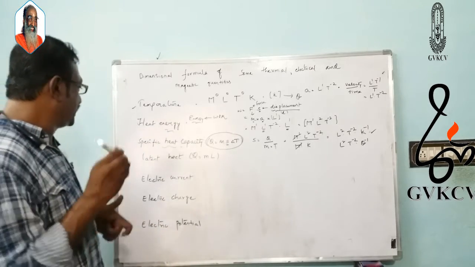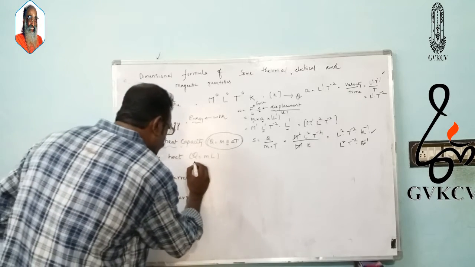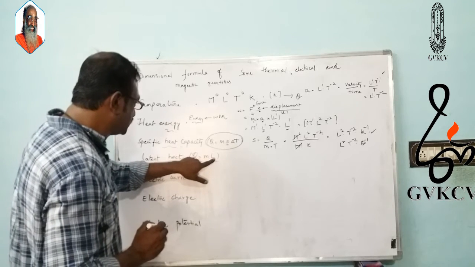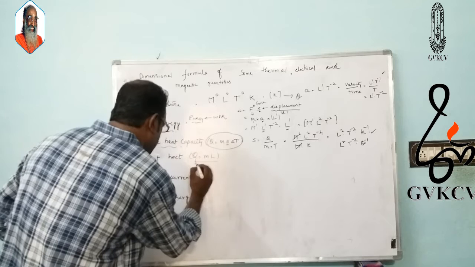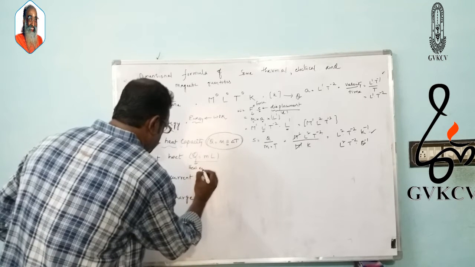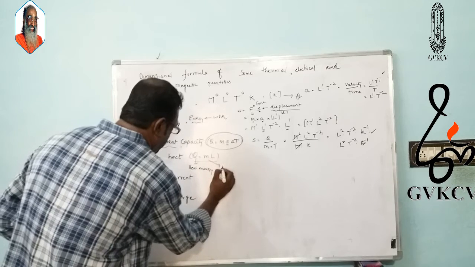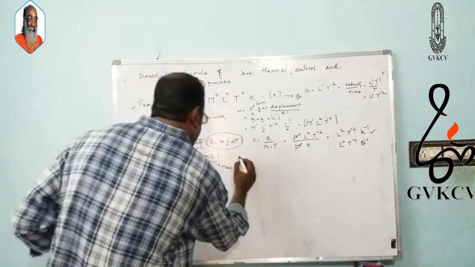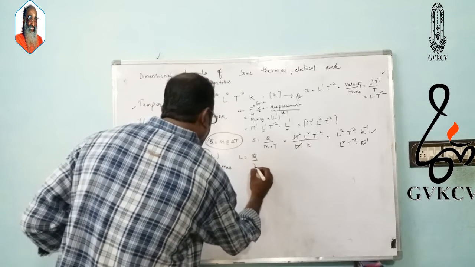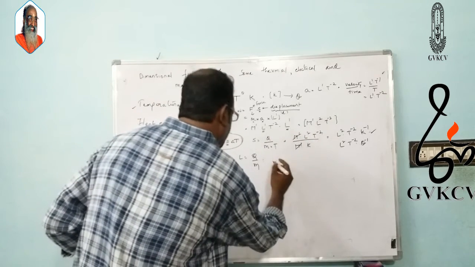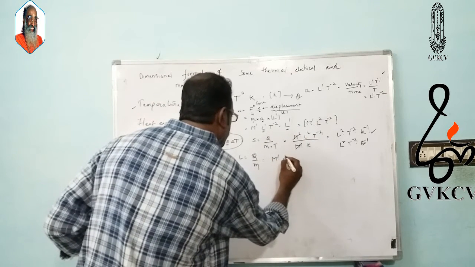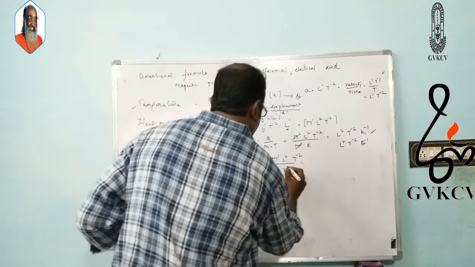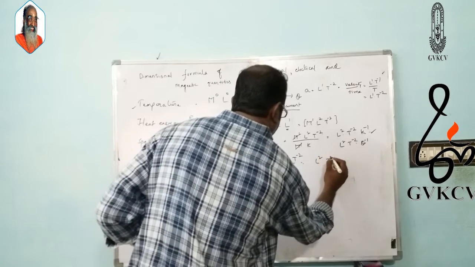Like there, you might have come across this formula Q is equal to mL, where Q is the heat energy, m is the mass, and L is the latent heat. So we want this L here, so L is equal to Q by m. Already we wrote the formula for Q here. It is M1 L2 T power minus 2, divided by mass, so it is L2 T power minus 2.